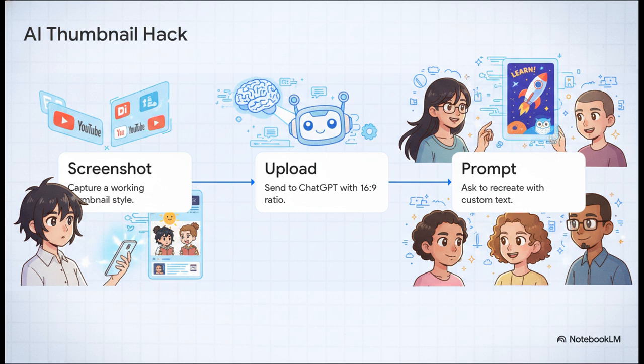Just go to a successful channel like Learn English with Fun and take a screenshot of a thumbnail style that is clearly already working. Upload that screenshot directly into ChatGPT's image creator, tell it to set the ratio to widescreen 16:9, and simply prompt it to create a thumbnail with this exact style, substituting in your own custom text and characters. It reverse engineers a winning layout for you in seconds.